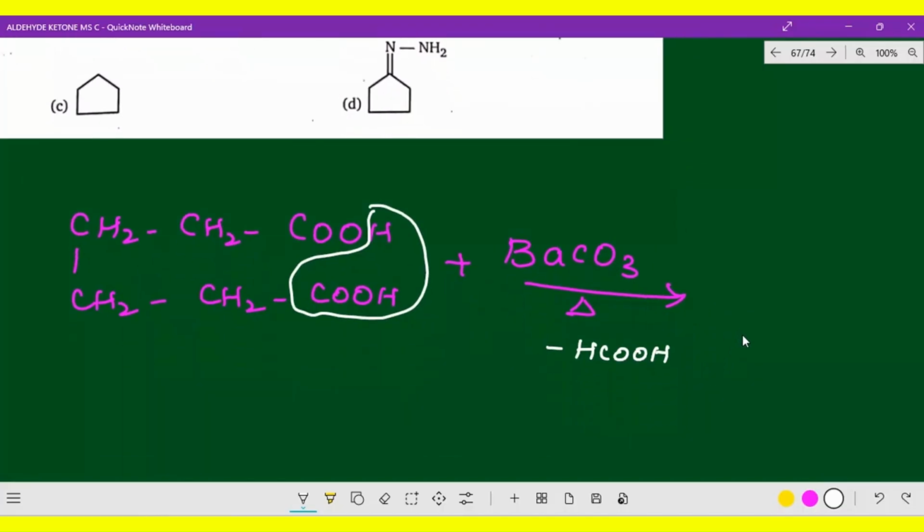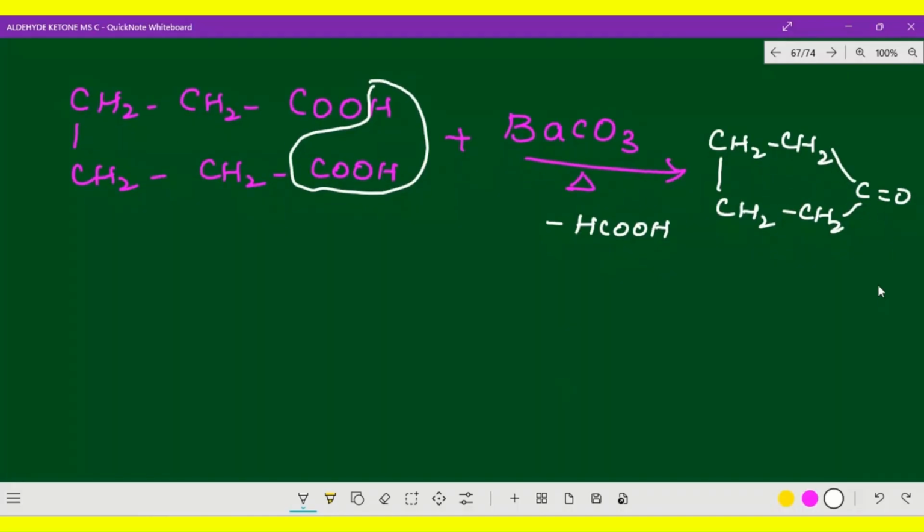So how is the keto group possible? CH2, C double bond O, that means an O is there. It's the same CH2 here also, C double bond O. Okay, this is pentanone, right? Five carbons are available, and the five carbons are connected with the keto group. So this is pentanone. So like this I just put it. Double bond O.